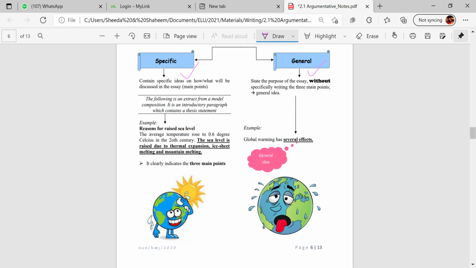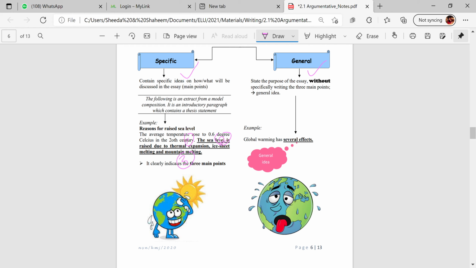For example, the sea level is raised due to thermal expansion, point number 1, ice sheet melting, point number 2, and mountain melting, point number 3. So in here, it is clear that this candidate is writing a specific thesis statement because the 3 points that are going to be discussed in the body paragraphs are clearly indicated in the thesis statement.